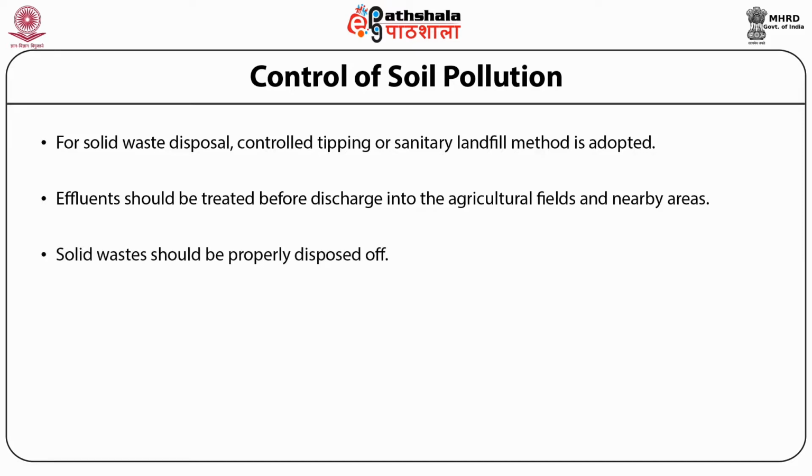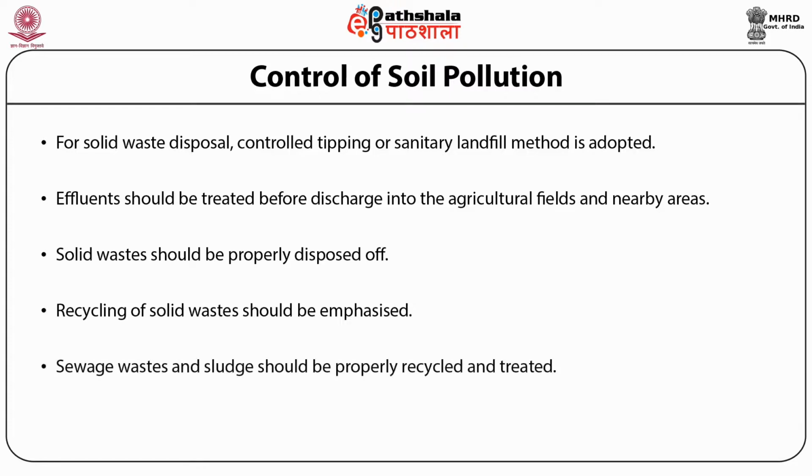Solid waste should also be properly disposed of. Recycling can also be emphasized. We can always post garbage bins of different types at each place so that we can segregate the biodegradable and non-degradable. And then the recyclable also, we can recycle a few things like glass, tin, metals, paper. So we should segregate it and then recycle it. Sewage waste and sludge should be properly recycled and treated. And we can also recycle and reuse the liquid as well as solid waste.